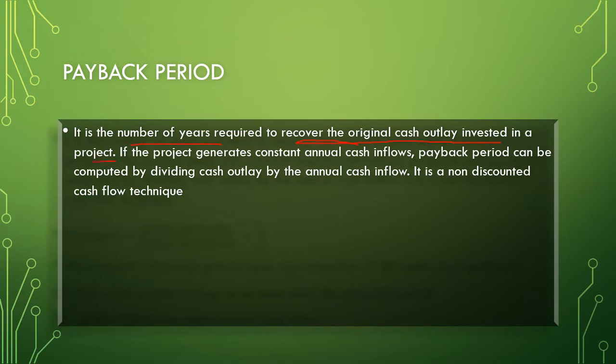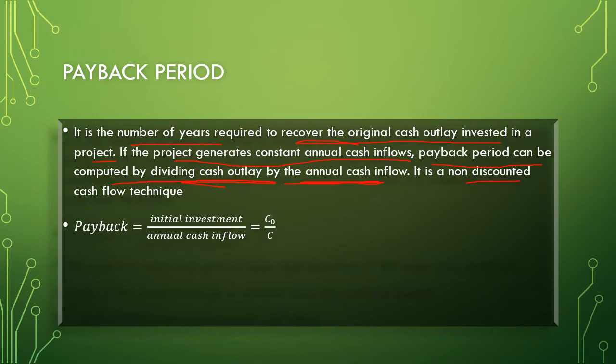If the project generates constant annual cash inflows, the payback period can be computed by dividing the cash outlay by the annual cash inflow. It is a non-discounted cash flow technique, that is, it doesn't consider the time value of money. So payback is the initial investment divided by the annual cash inflow.